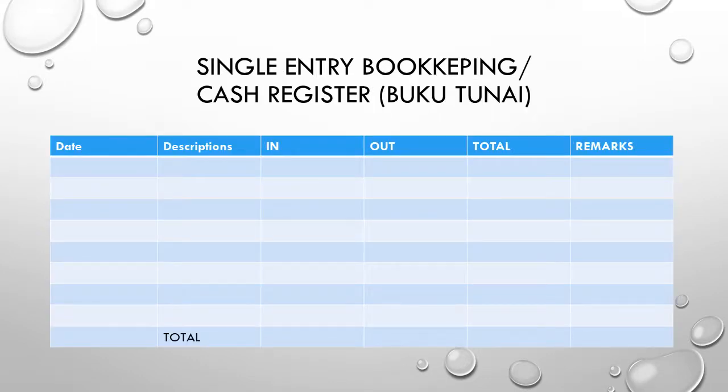Okay, under the single entry bookkeeping, which is also known as cash register, you have to do it in 6 columns. The first column will be for date. Second is for descriptions. Descriptions will be the name of the person from whom you're receiving the money or to whom you are paying. So that is recorded under descriptions. In will be the amount of money that you are receiving, and out will be the amount of money that you're paying out. Then you have the total column, or you can also call it balance.